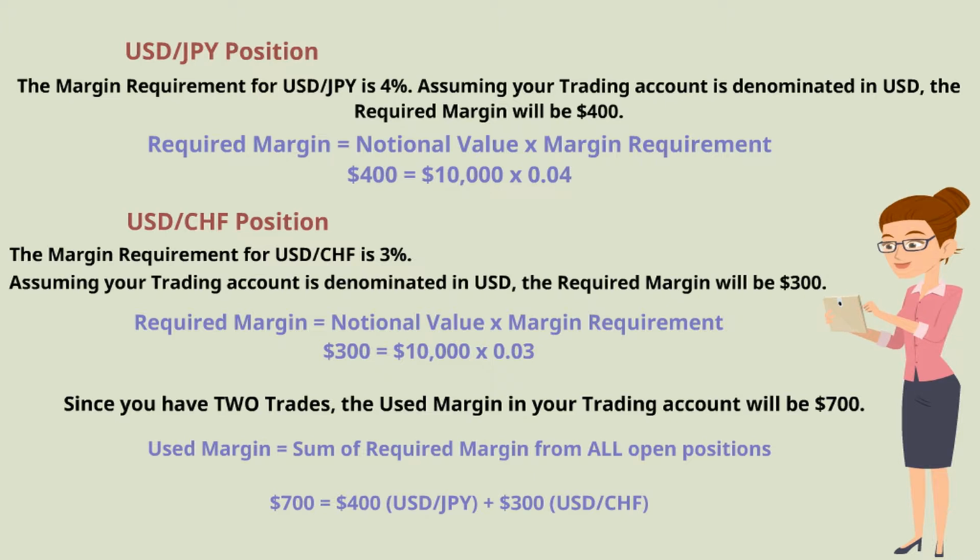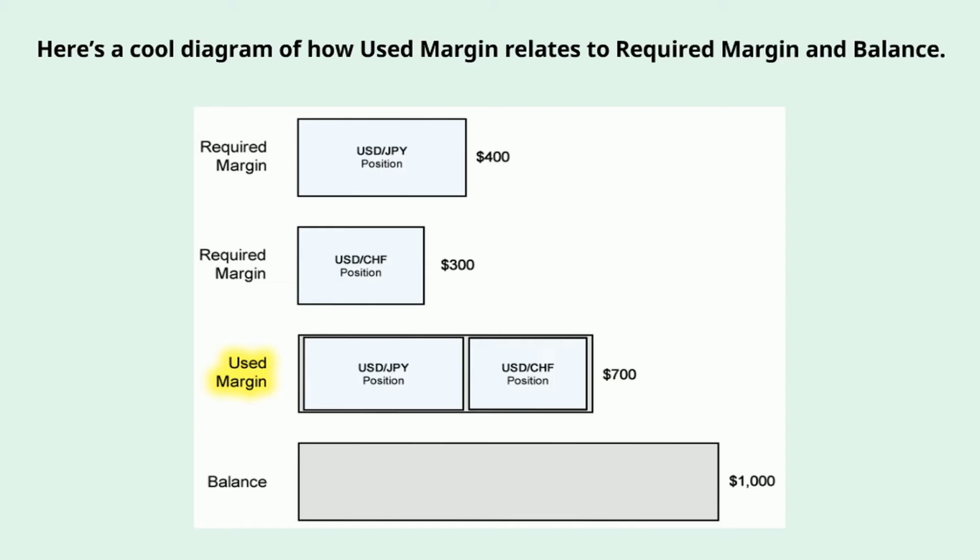USD/CHF position: the margin requirement for USD/CHF is 3%. Assuming your trading account is denominated in USD, the required margin will be $300. Required margin equals notional value multiplied by margin requirement. Since you have two trades, the used margin in your trading account will be $700. Used margin equals the sum of required margin from all open positions. Here's a cool diagram of how used margin relates to required margin and balance.